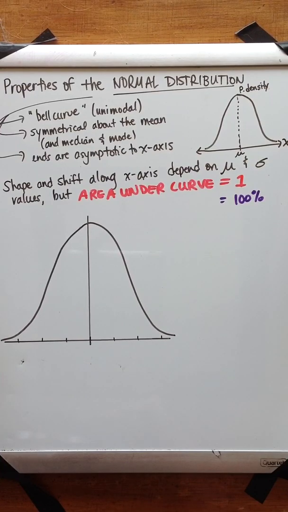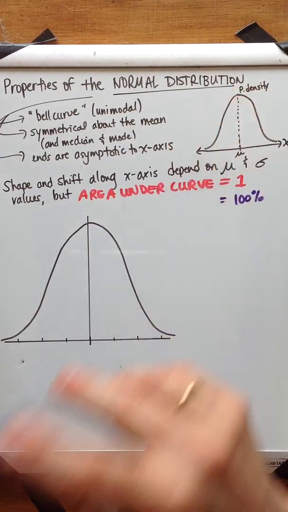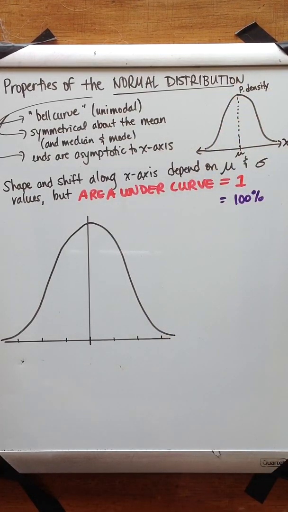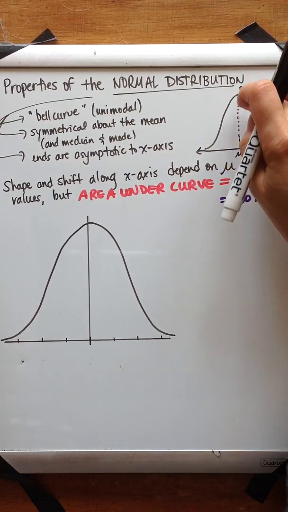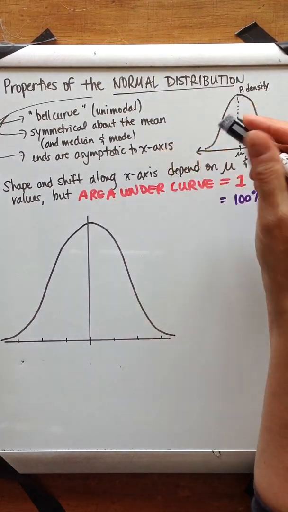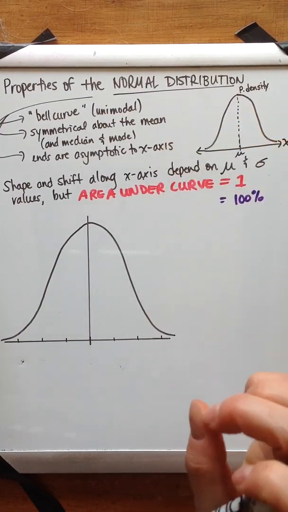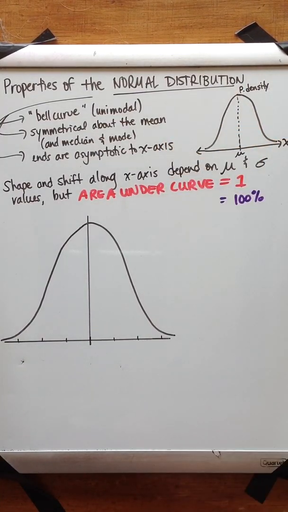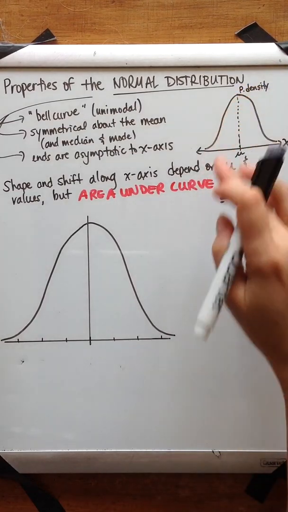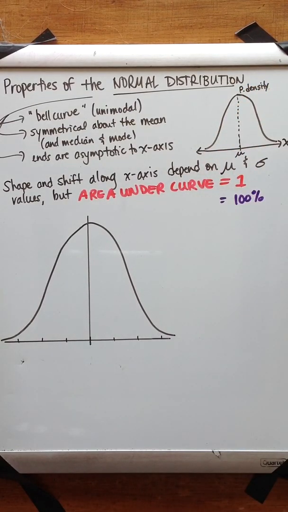So a couple things. It's unimodal, meaning it only has one bump in it. It is symmetrical, so in a sense it kind of looks like a parabola, but it's different from a parabola in that its ends are asymptotic to the x-axis, which means they very closely approach but never ever touch the x-axis, whereas with a parabola it would continue past the x-axis.